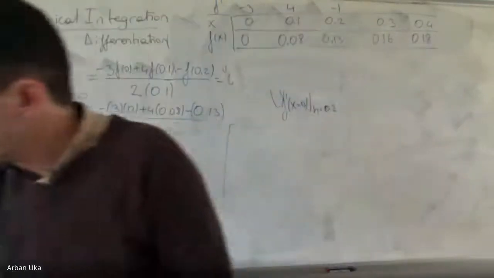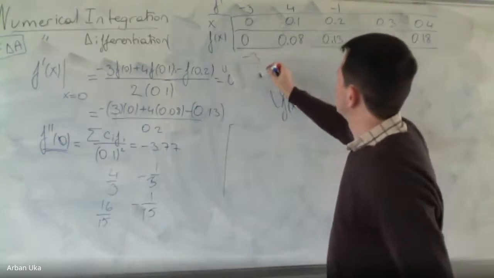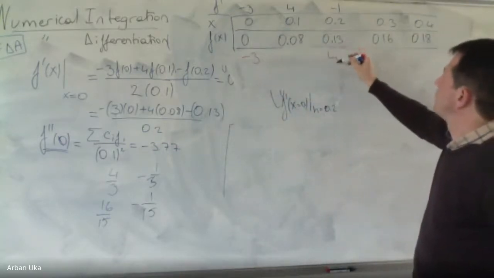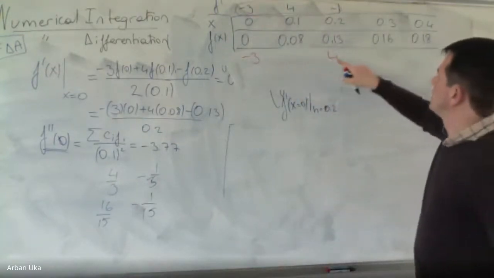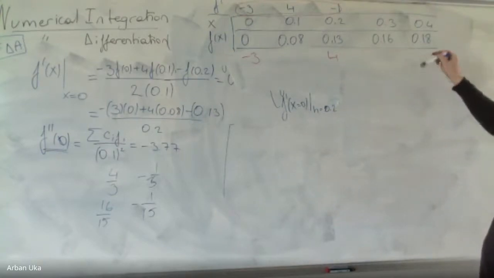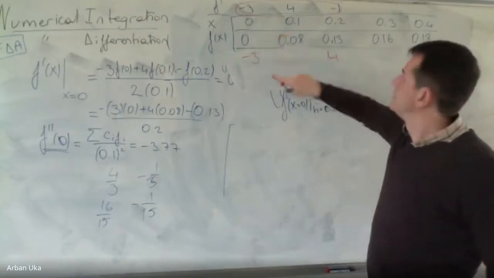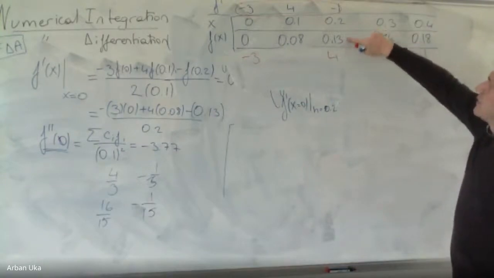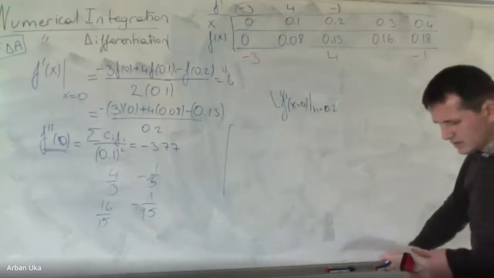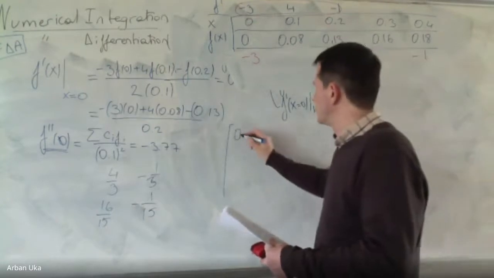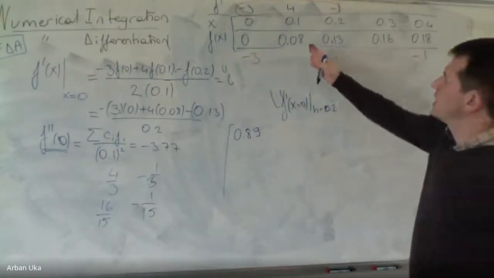So to use 0.2, we're going to have these coefficients, minus 3 here. We jump 0.2, we apply 4 because we're going to use these coefficients, right? They were really good. So we do minus 3, we use the 4 here, we jump another 0.2, we use minus 1 here. Then we do minus 3 times this value of the function, plus 4 times this value, minus 1 times 0.18. If we use this, the answer is going to be 0.89.